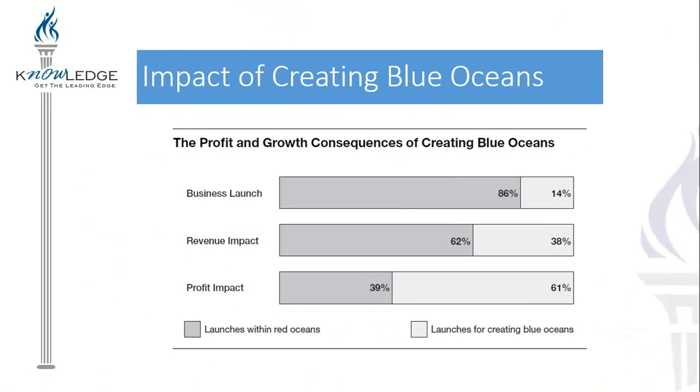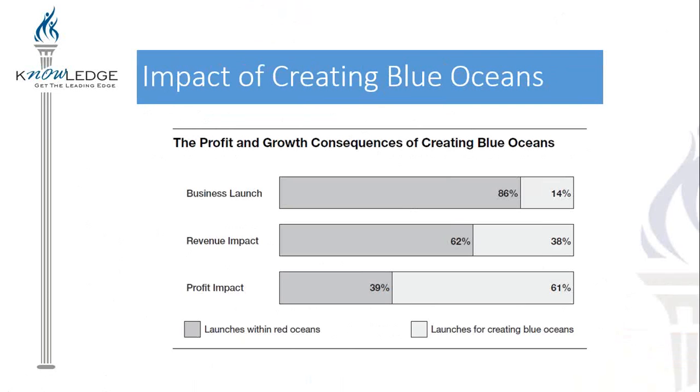So the authors of Blue Ocean Strategy, Professor Chan Kim and Renée Mauborgne, did a small research with 108 companies. Out of those 108 companies, they tried to see how they behave. There were 86% business launches within red oceans and 14% blue ocean business launches. From those 86% newly launched businesses operating in red oceans, the revenue impact was 62%.